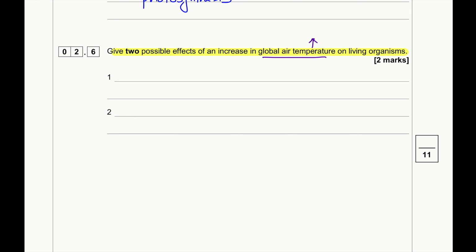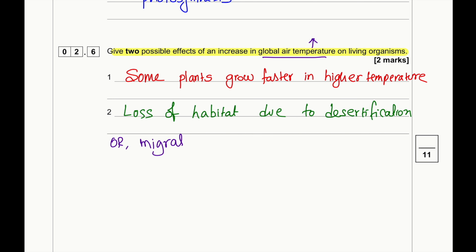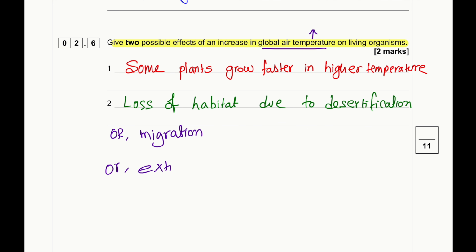So, since global air temperature is rising, some plants will find it to their convenience, because higher temperature means they will be able to grow faster. Whereas some animals may lose their habitat because those places may turn into desert. So animal migration may occur, and extinction of some animals may also occur. So all of these points are valid. Just write 2 points to get your mark.